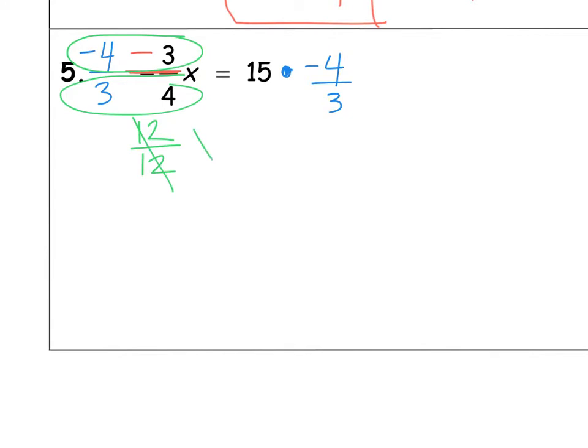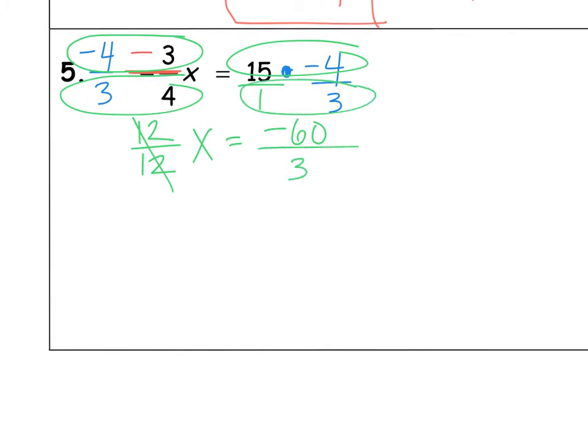I still have that x, so I have just my 1x equals, and then on the right side, I could rewrite this as 15 over 1, and again, I can multiply straight across. 15 times negative 4 is negative 60, and 1 times 3 is 3. So here I end up with x equals negative 20. So again, that's one way to do it.